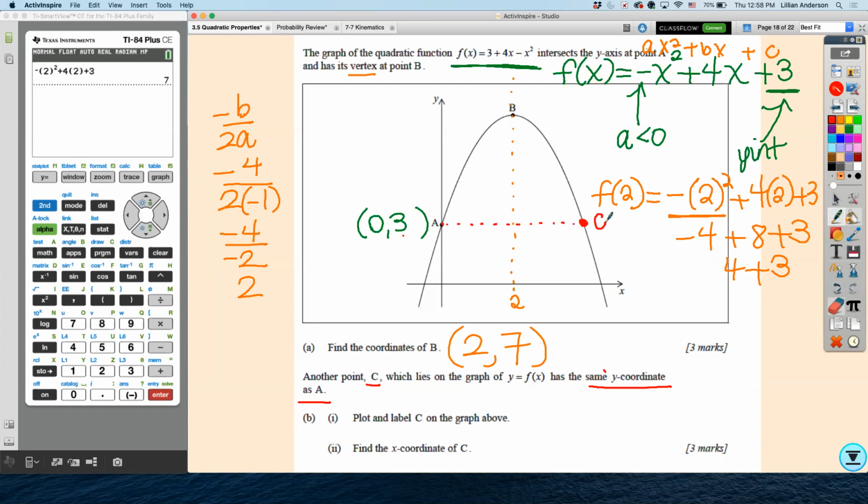Another way we could do it is because this is the axis of symmetry and it splits the parabola in half, if I can figure out how far away A is from the axis of symmetry, C is the exact same distance. So how far is A away from the axis of symmetry? 2, which means that C needs to be the exact same distance away as well. So if A's x coordinate was 0, that means that C's x coordinate needs to be 4, because that is 2 units away from the axis of symmetry.